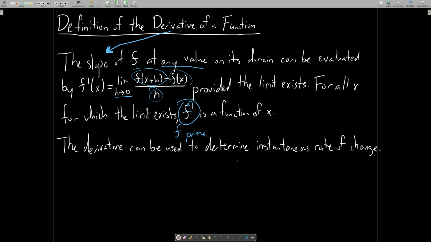The derivative can be used to determine instantaneous rate of change. So not the rate of change between one point and another, that's average rate of change, but instantaneous rate of change is when you have just one point and you want to determine the slope of the graph.